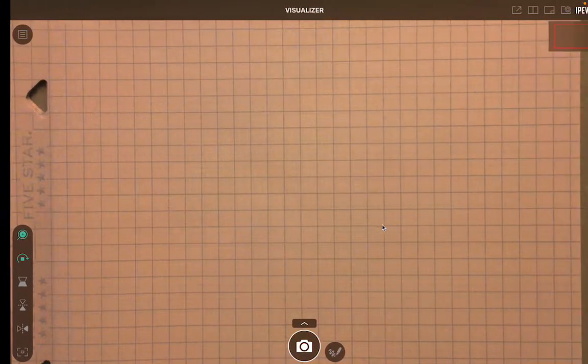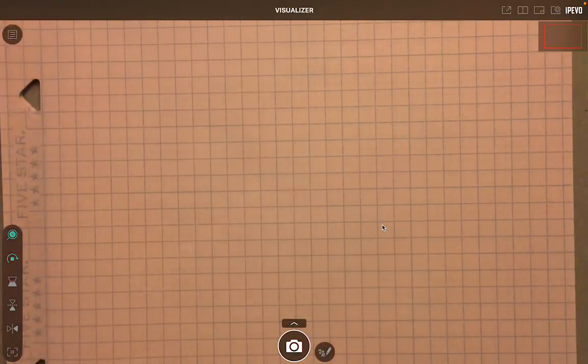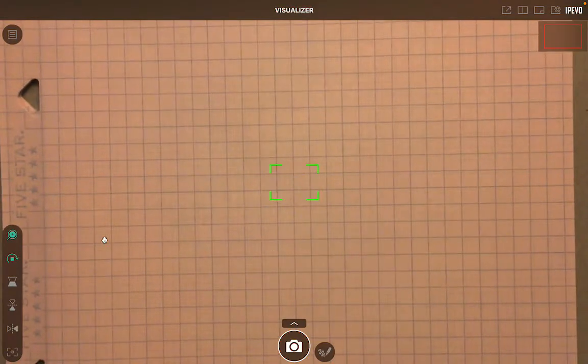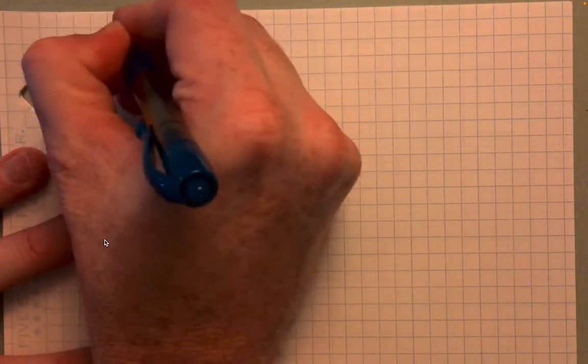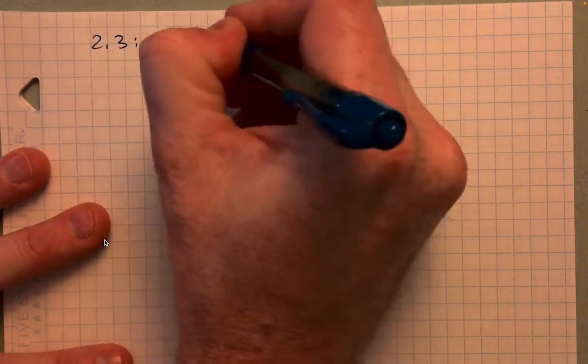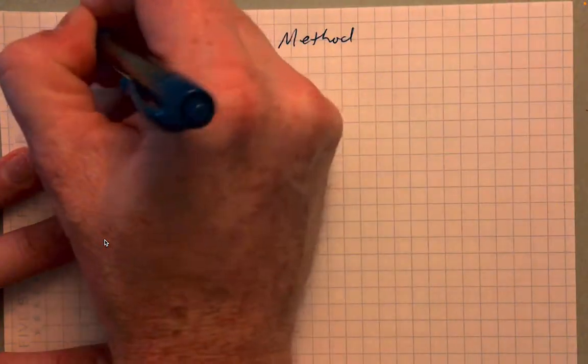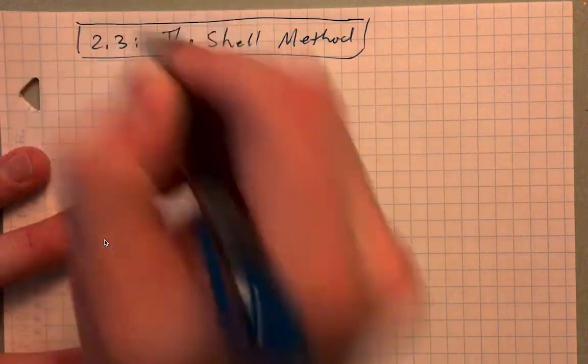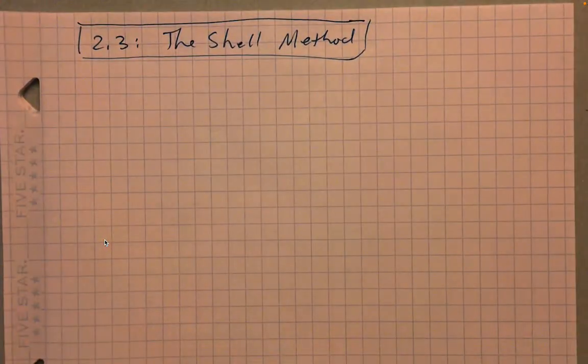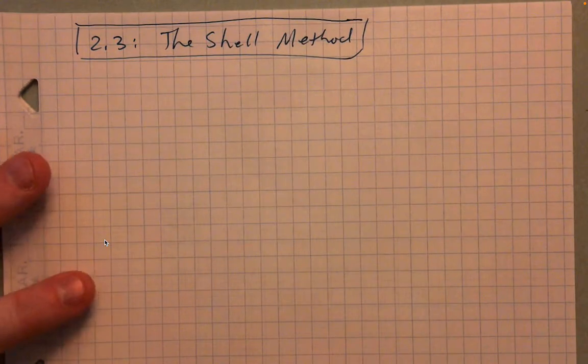Okay, so let's jump into that, and we'll call this section 2.3, Volume, the shell method. As I said, this is an alternative to the disk method that we discussed previously.